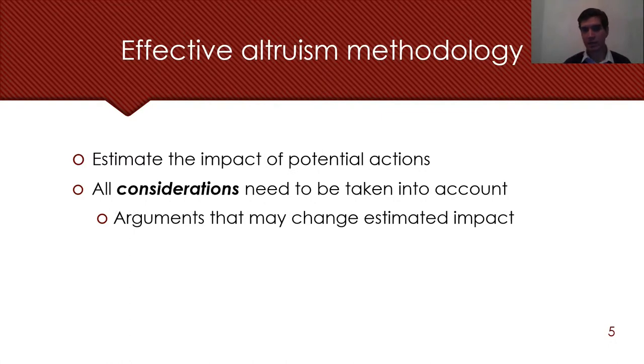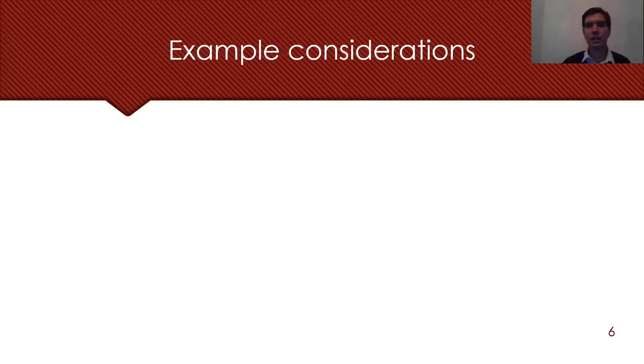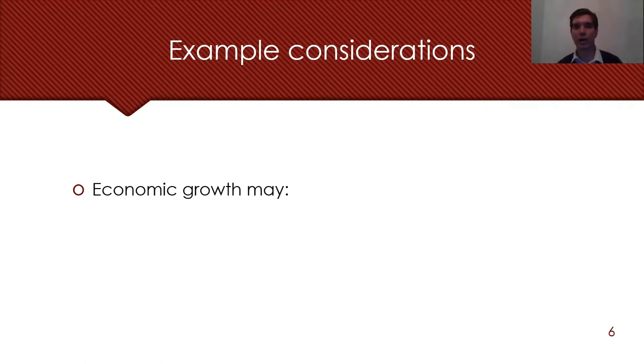And by considerations, I just mean arguments that might change the estimated impact of this action that you're assessing. So this is something that Nick Bostrom has talked about in a talk that you can find online. It's also transcribed. So let's look at an example. Suppose that you're considering whether to promote economic growth as an intervention. And then you're thinking about what are the considerations for and against.